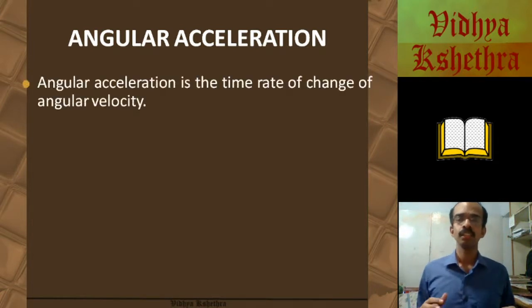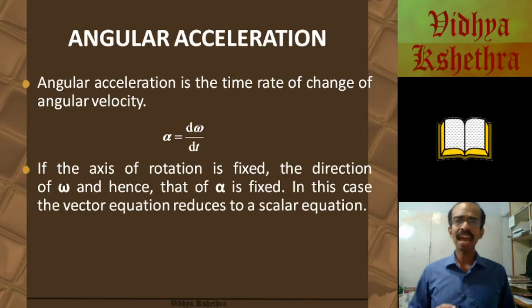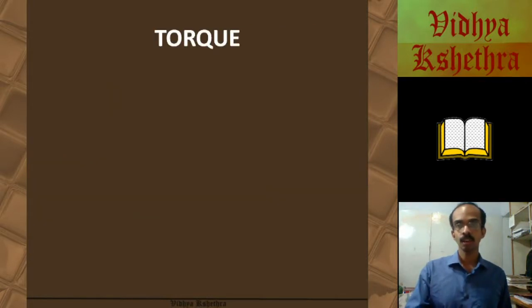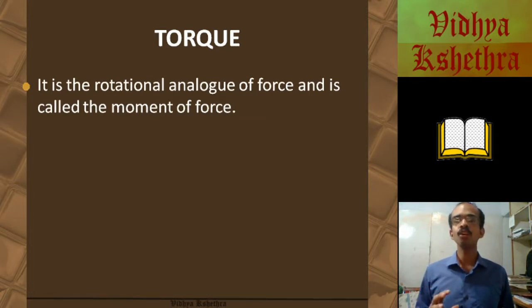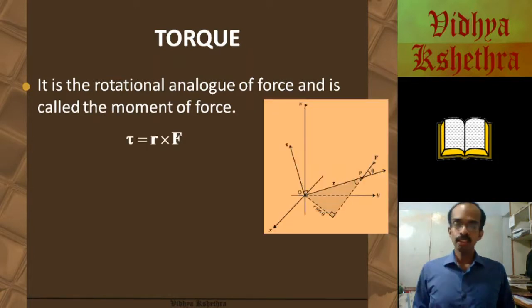Now, angular acceleration. Angular acceleration is the time rate of change of angular velocity. That is alpha, which is angular acceleration, is equal to d omega by dt. If the axis of rotation is fixed, the direction of omega and hence that of alpha is fixed. In this case, the vector equation will reduce to a scalar equation. Now, torque. It is the rotational analog of force and is called the moment of force. Torque tau is equal to the vector product r cross F, where r is the position vector OP and F is the force.